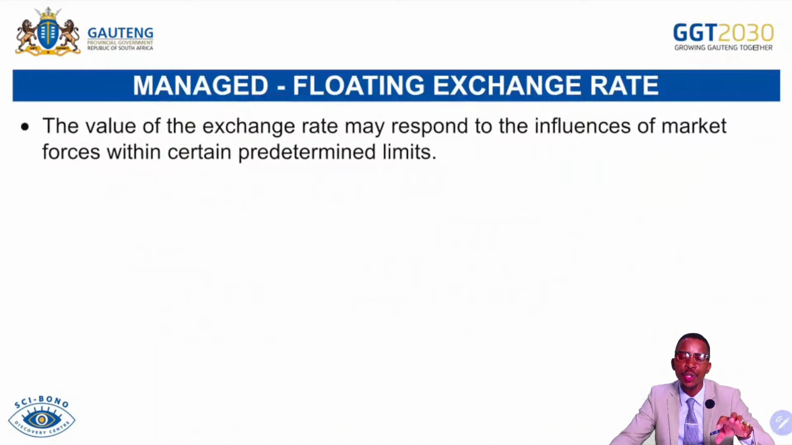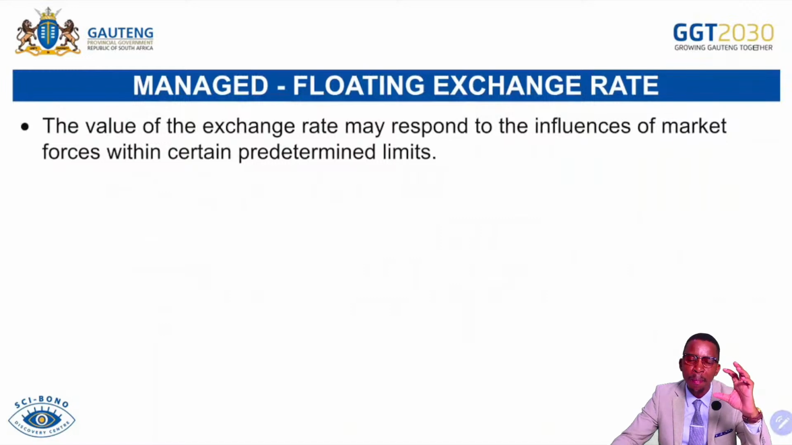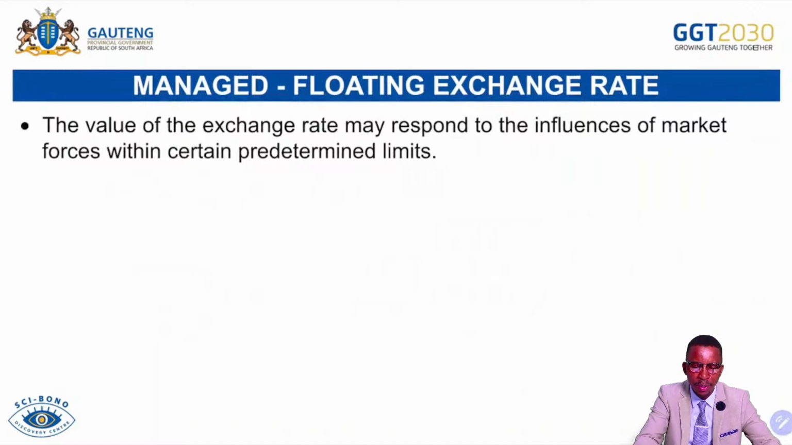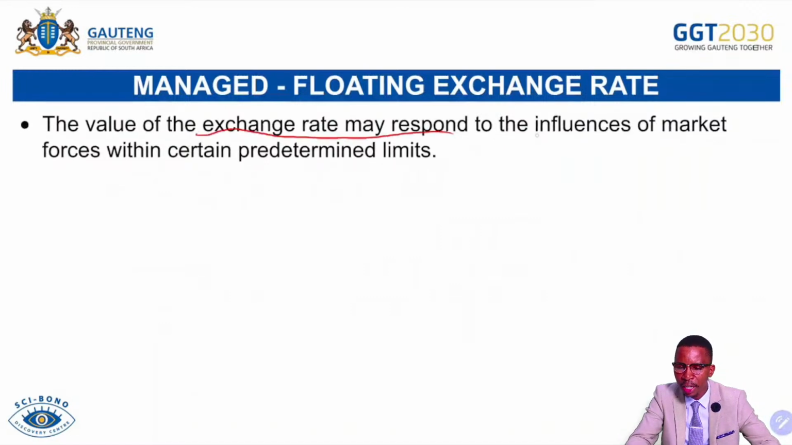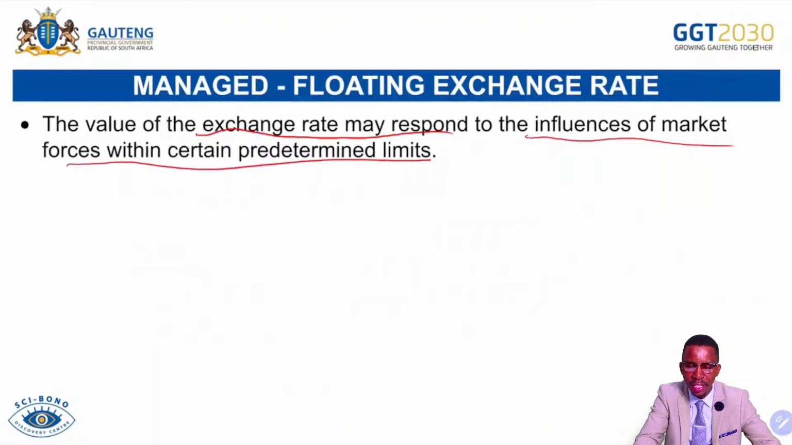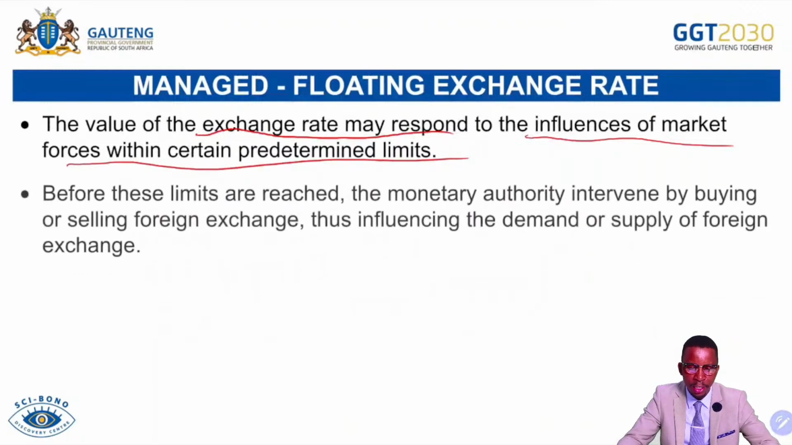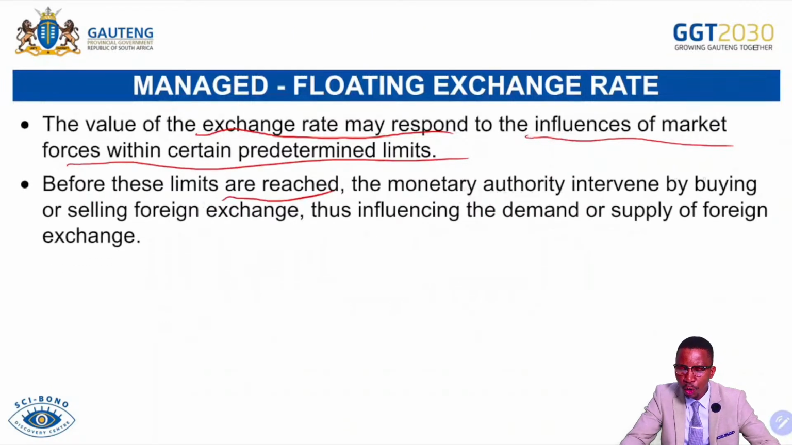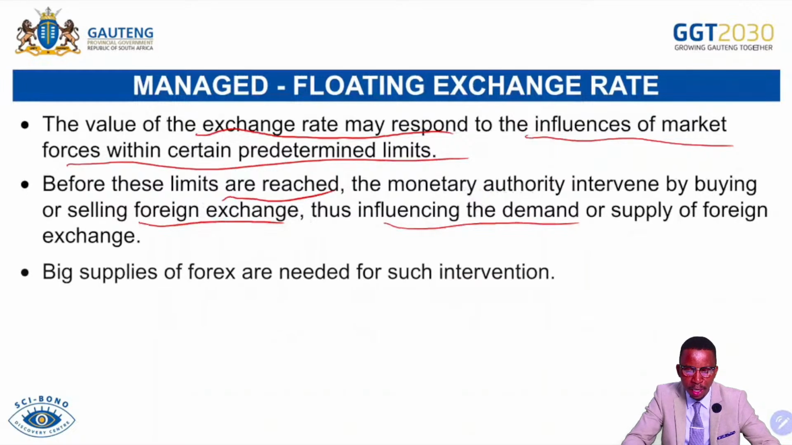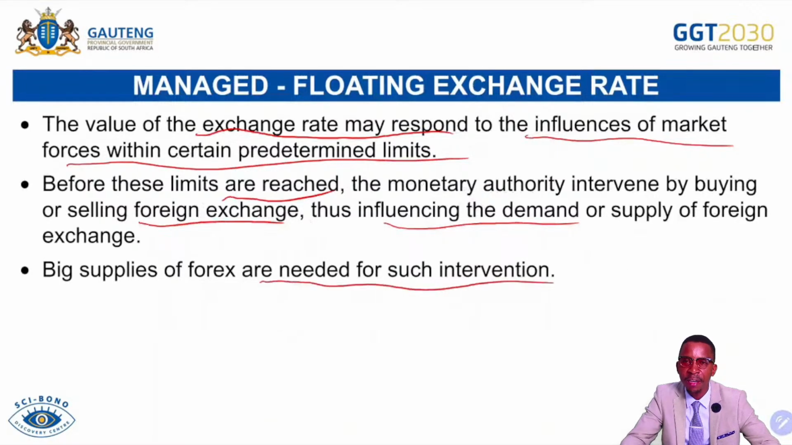That's why I'm saying the value of this currency is determined by market forces as for moving up and down. However, the maximum limits are set by the government, and the minimum limits are set by the government. So in this case, both parties are involved. The value of the exchange rate may respond to the influences of market forces within certain predetermined limits. Before these limits are reached, the monetary authority intervenes by buying or selling foreign exchange, thus influencing the demand or supply of foreign exchange. Big suppliers of forex are needed for such intervention.